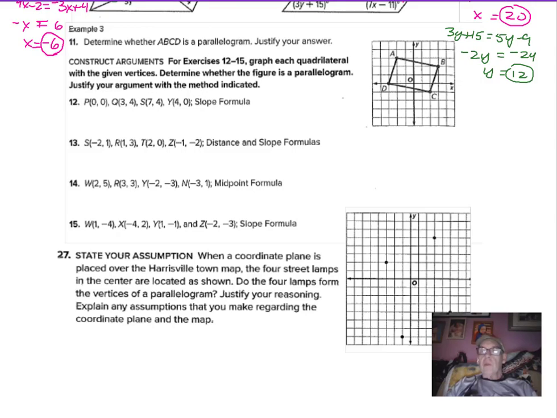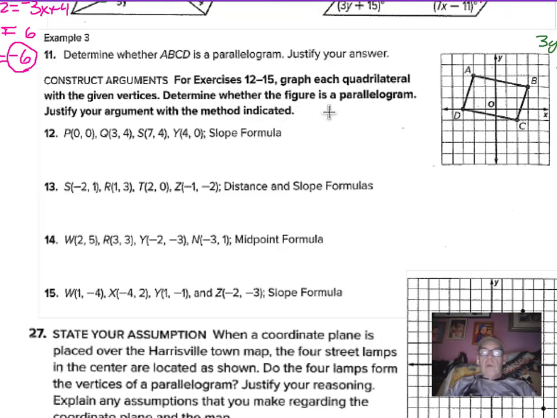Let me blow this up a little bit to get more room in here. So we're going to work it over in this spot here. We want to do the distance from A to D, and so that's the same as the distance from B to C.